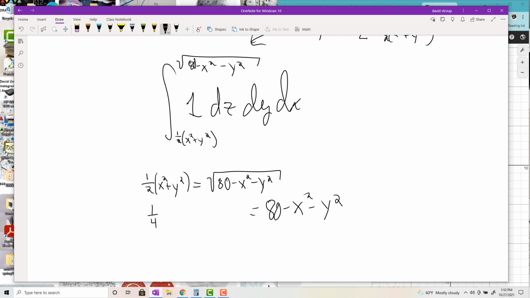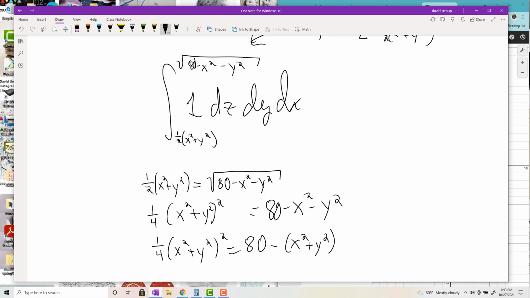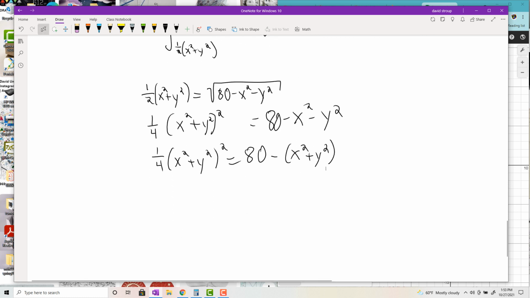What do I have if I squared both sides? This will be x squared plus y squared, squared. You can see on the other side there's an x squared plus y squared. Let's get rid of the 1/4 before we get around too much of it. So 1/4 times x squared plus y squared, squared, equals 80 minus x squared plus y squared. See how there's another x squared plus y squared? It's quadratic in terms of x squared plus y squared.